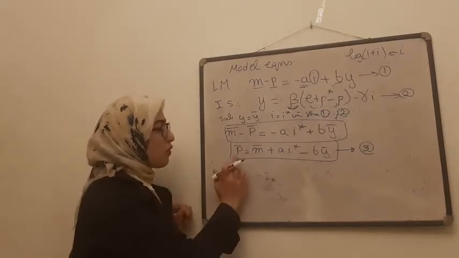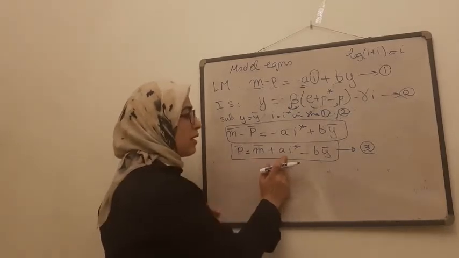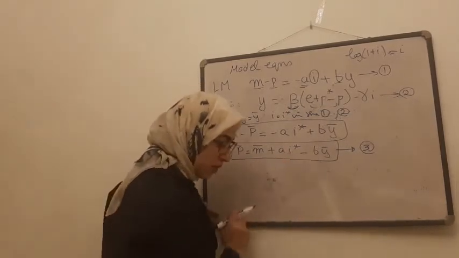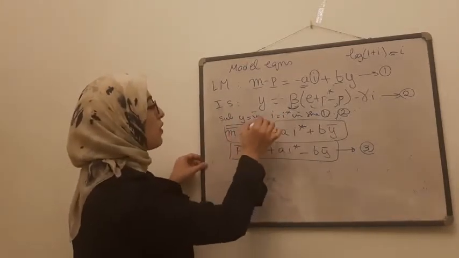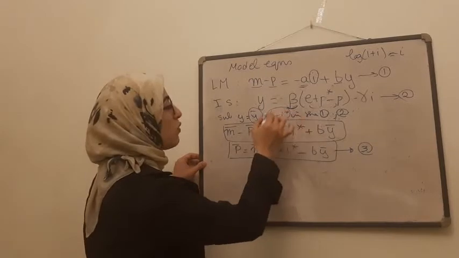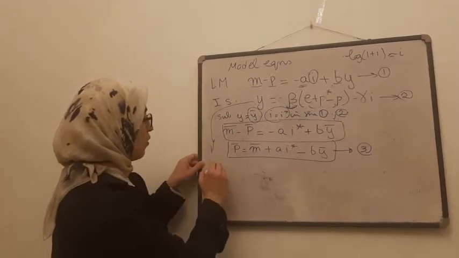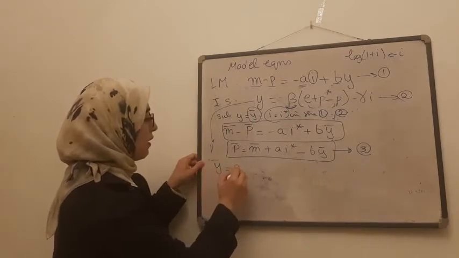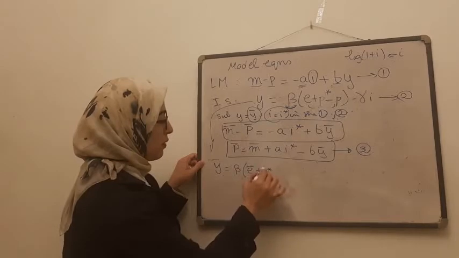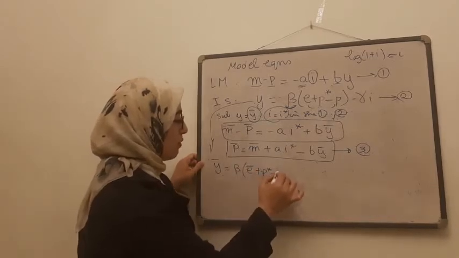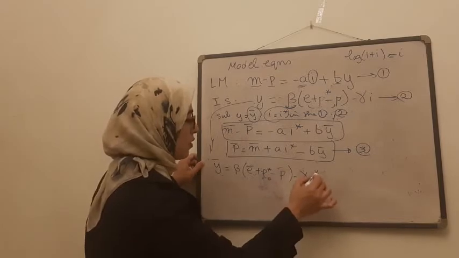This tells you that the long run price level is equal to m bar plus a I star minus b y bar. In the IS curve, substitute the value of y bar. So here I substitute: y bar is equal to beta e bar plus p star, this is given and constant, minus p bar minus gamma I star.